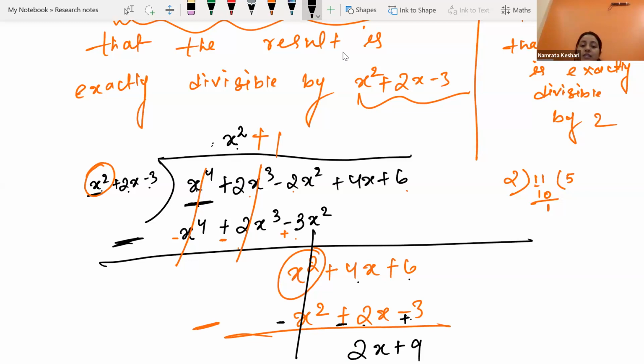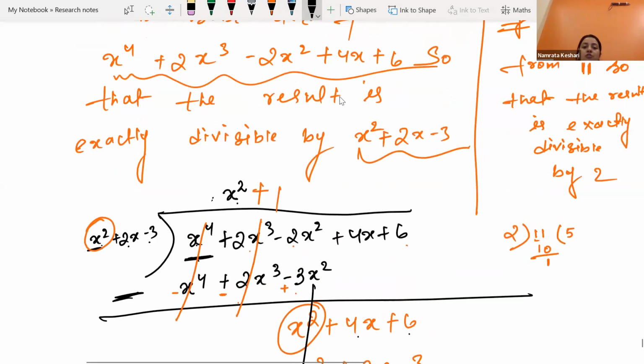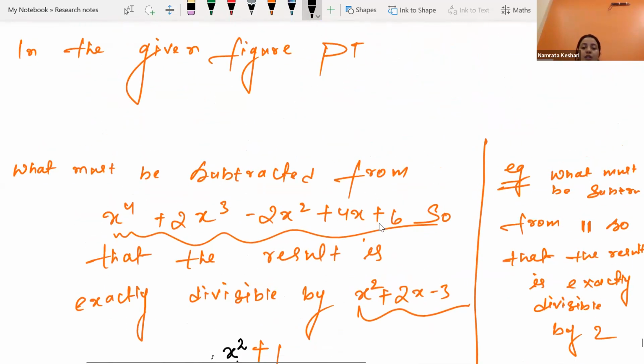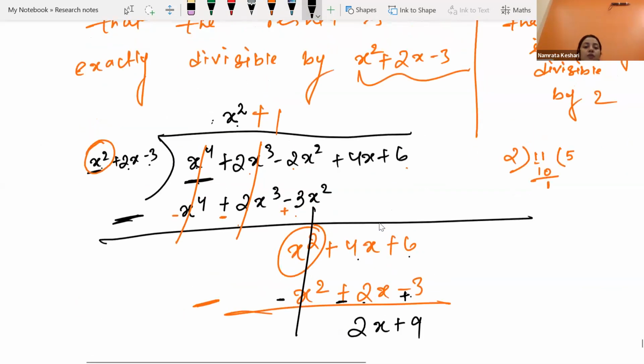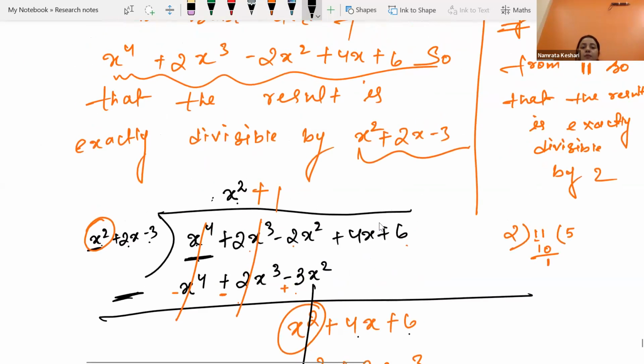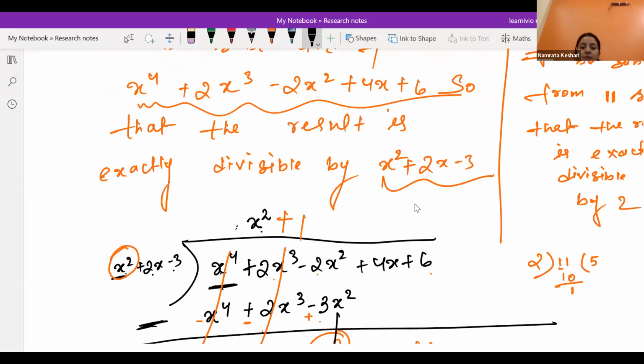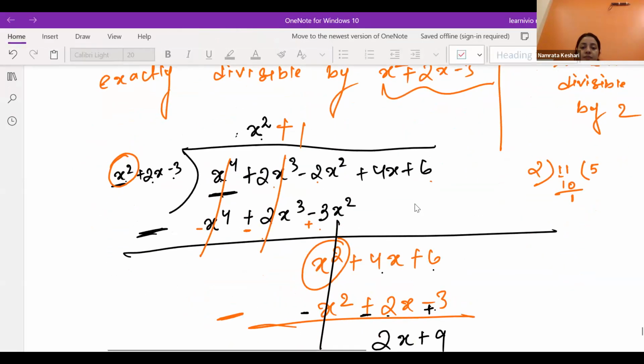So what should we subtract? Now it is not divisible. Okay. What should we subtract from this polynomial? 2x plus 9. If we do the subtraction, then we will get a result which will be completely divisible by x square plus 2x minus 3. Are you getting it? Yes, ma'am.